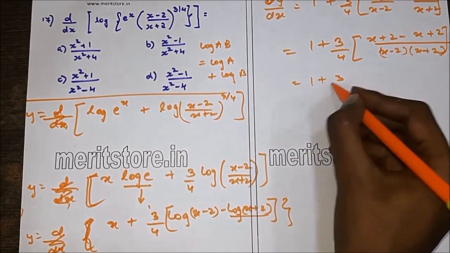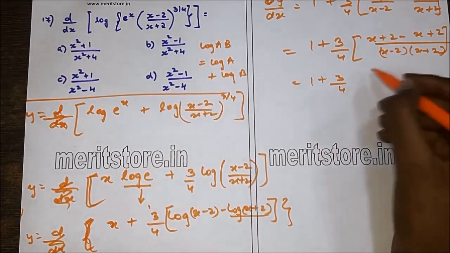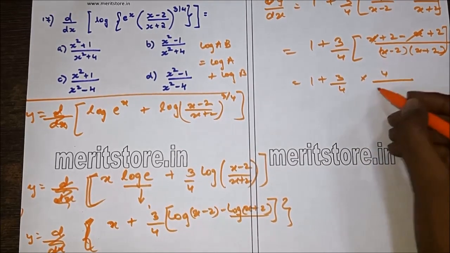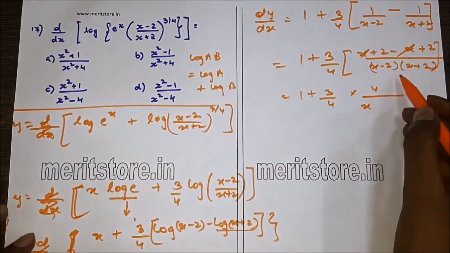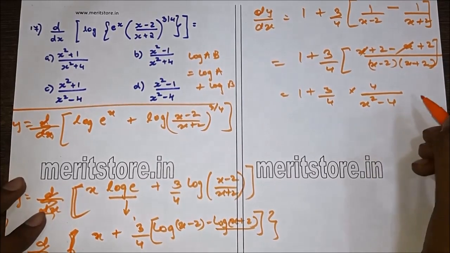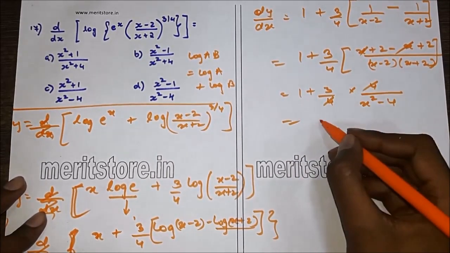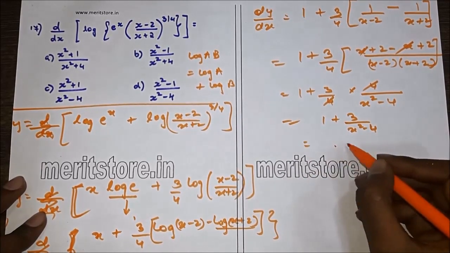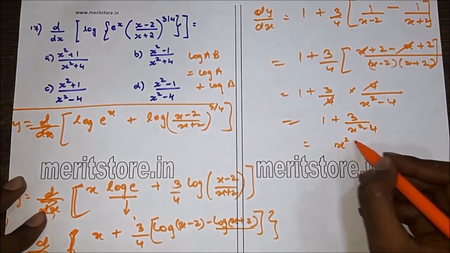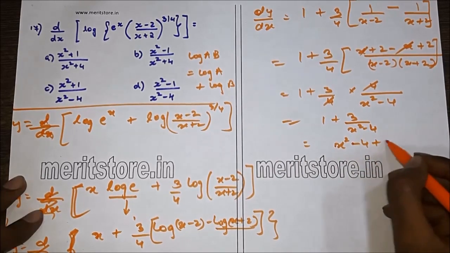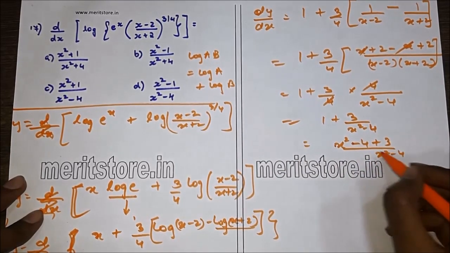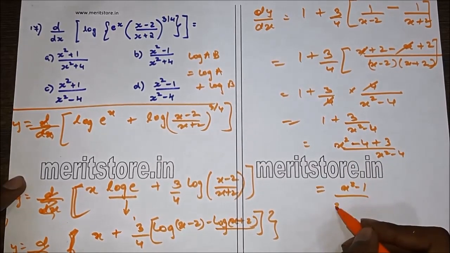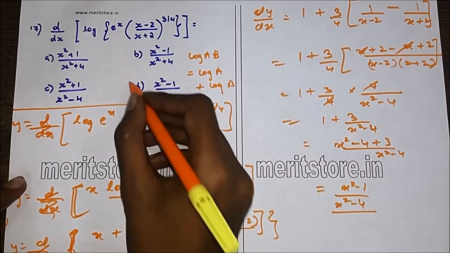That is 1 plus 3 by 4. X gets cancelled. So this is 4 by, this is in the form of a plus b, a minus b. So this is x square minus 4. So 4 gets cancelled. So this is 1 plus 3 by x square minus 4, which is, again we cross multiply. So this is x square minus 4 plus 3 by x square minus 4. So minus 4 plus 3 is minus 1. So this is x square minus 1 by x square minus 4, which is option D.